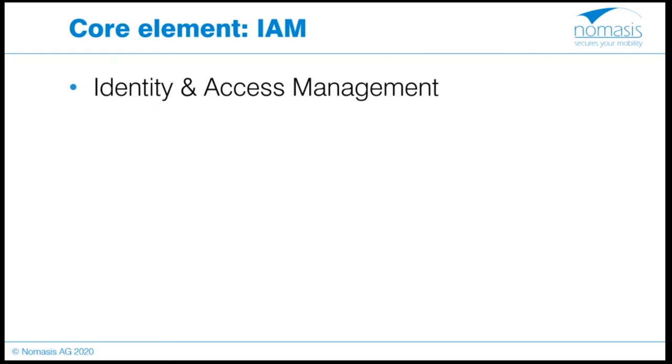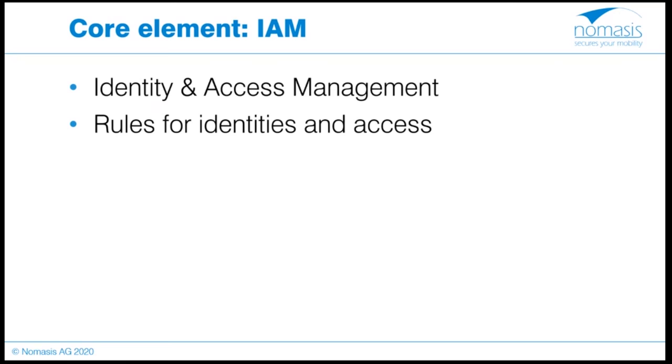Then, of course, the other core element is identity and access management. We have to have rules for identities and access. Again, based on our data classification and based on who is accessing from where and with which device to which data, we need rules for those people so that we can identify them first of all and also grant them access and tell them how to grant the access.